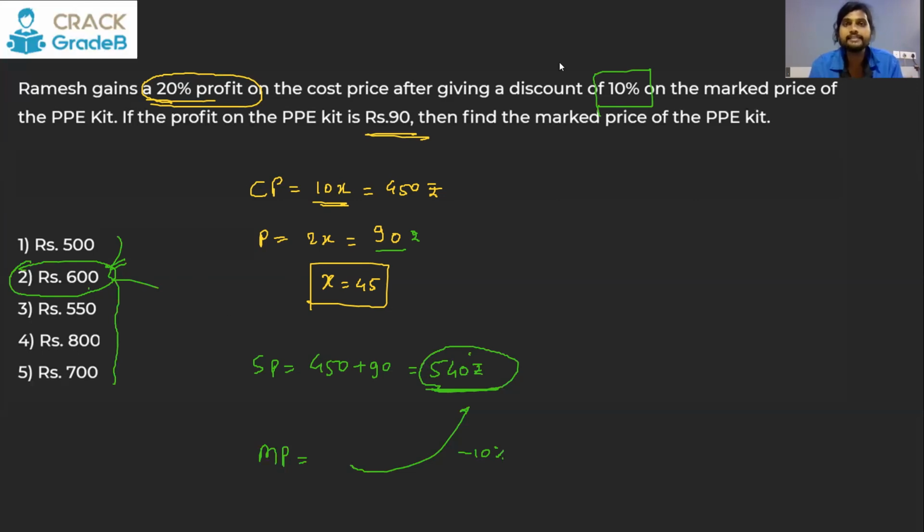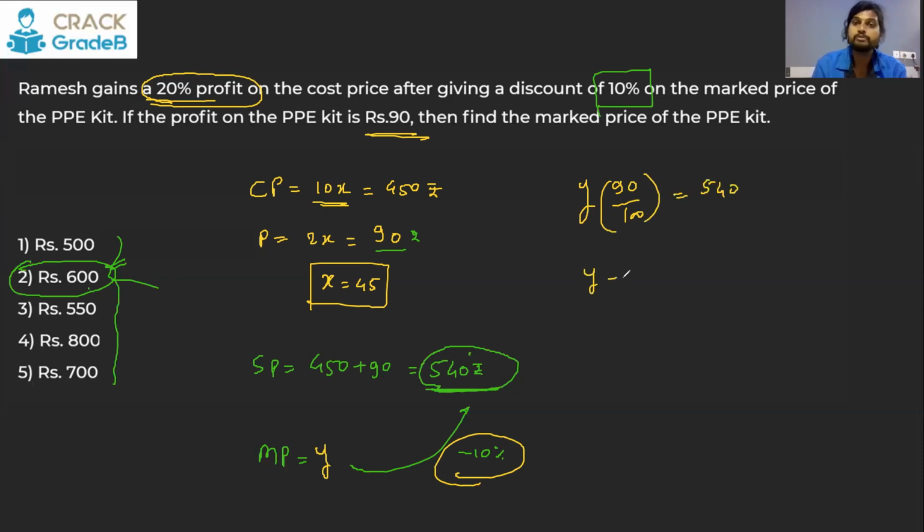But if you can't solve it like this, then you have to take another variable. Say mark price is Y. Y when you reduce by 10%, that means you calculate 90% of Y. 90% of Y should be equal to 540 rupees. That makes Y equal to 600. You can just solve this. So mark price will be 600 rupees. Basically, we are discussing that if you reduce the mark price by 10%, that means 90% of the mark price should be the selling price, which is 540. Easy.